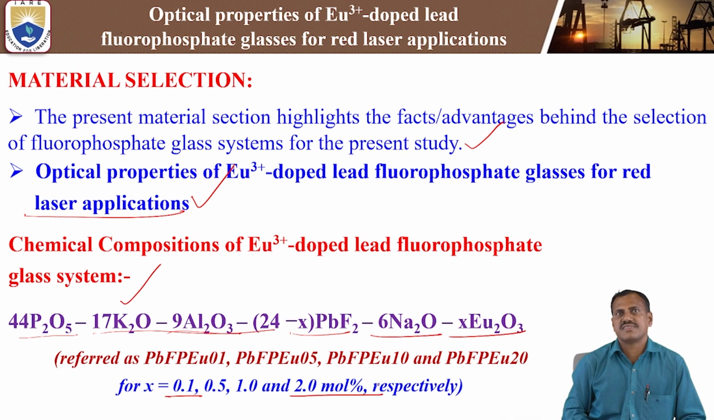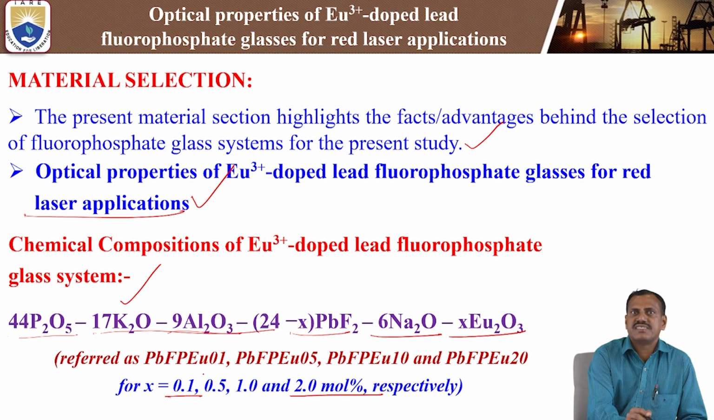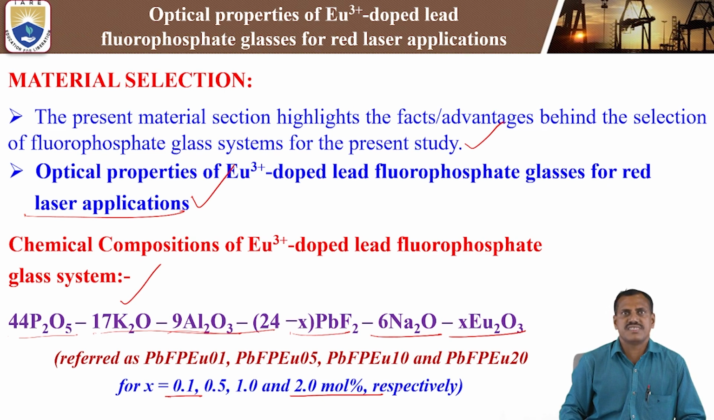That X mole percent is varied from 0.1 mole percent to 2.0 mole percent. Hereafter, each sample is referred to as lead fluorophosphate europium, so europium 01 means 0.1 concentration, europium 05 means 0.5 concentration, europium 15 means 1.5 mole percent of europium 3+ ions, and europium 20 means 2 mole percent of europium 3+ concentration. So these are the chemical compositions of the europium 3+ doped lead fluorophosphate glass system.